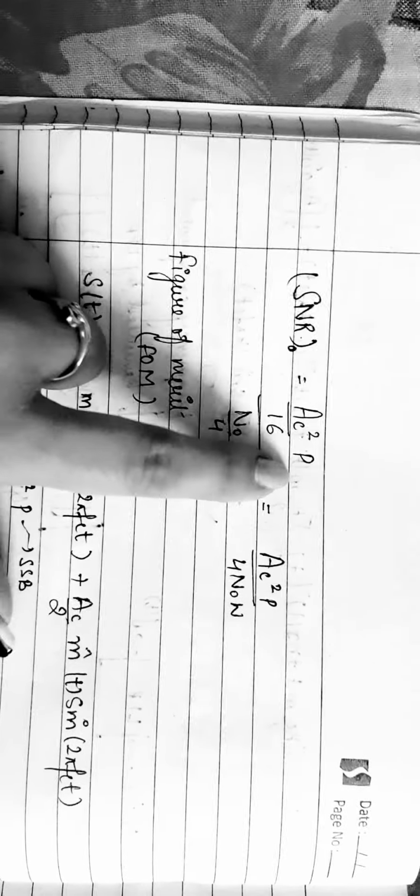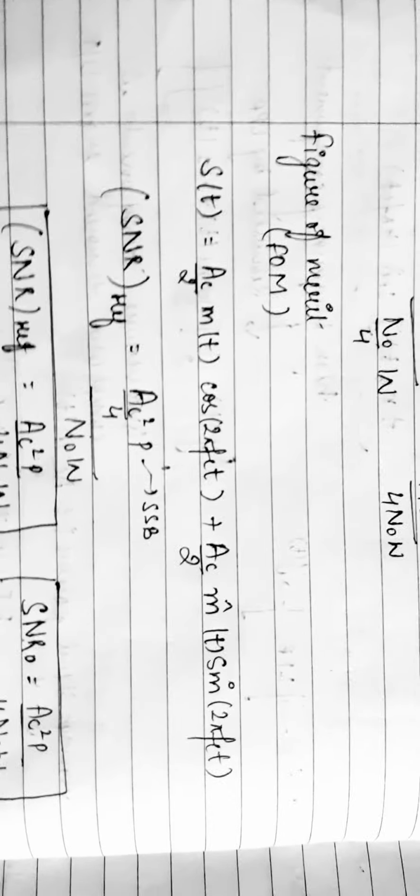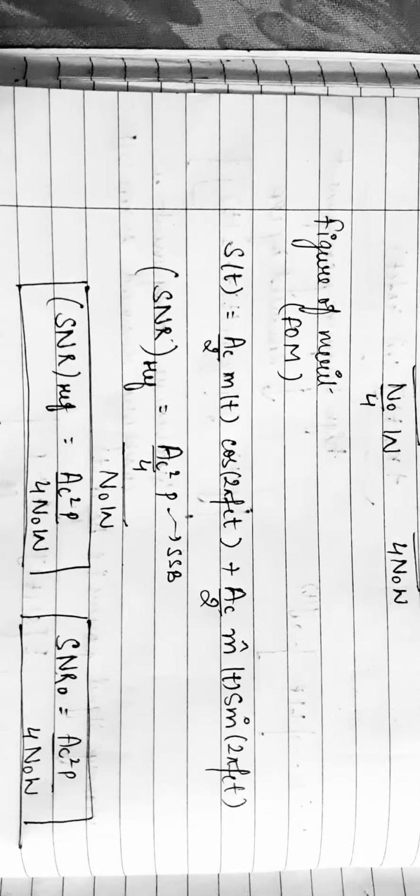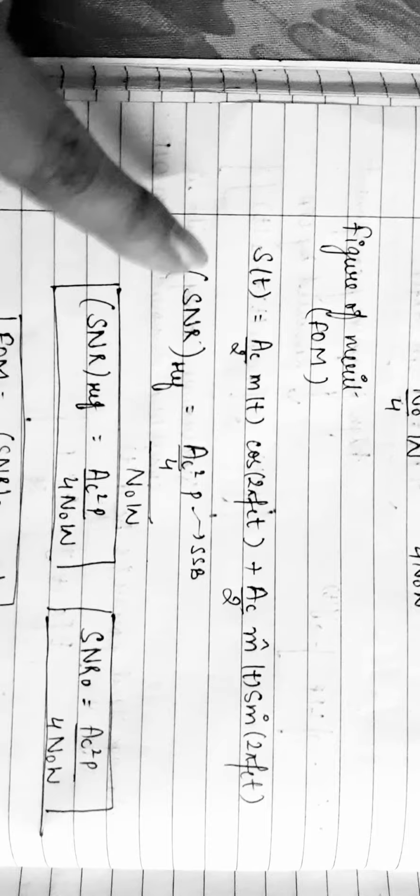Now we get the SNR output, that is we can put A_c² upon 16 into P upon N0 W by 4, we have already discussed. So from there we can get the SNR output, that is A_c² P upon 4 N0 W. From here we can calculate the figure of merit. We know that the figure of merit is SNR output upon SNR reference. Here we will calculate first the SNR reference.